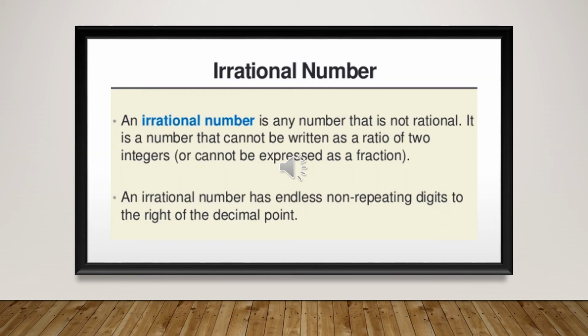Now here comes the irrational number. An irrational number is any number that is not rational. It is a number that cannot be written as a ratio of two integers, or it cannot be expressed as a fraction. An irrational number has endless non-repeating digits to the right of the decimal point. Further, there are some examples from which it will be more clear to you.